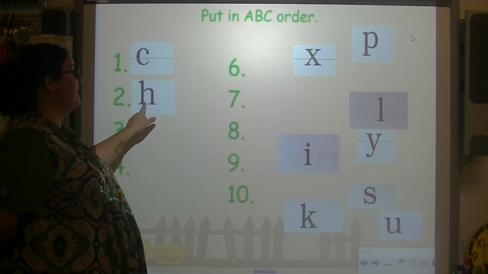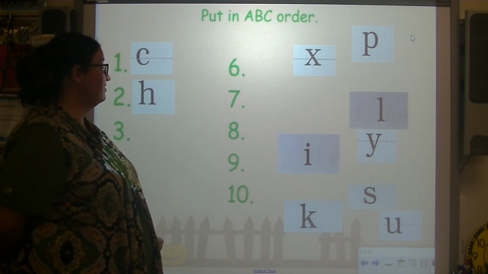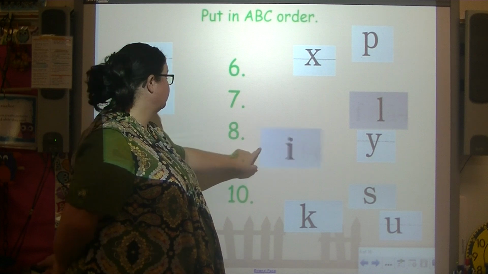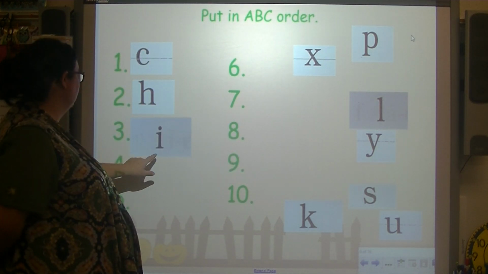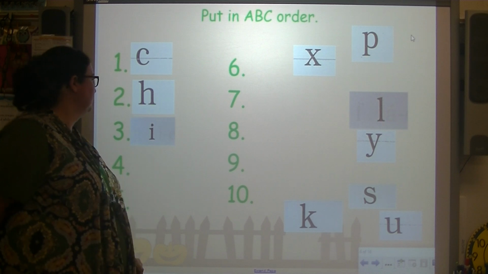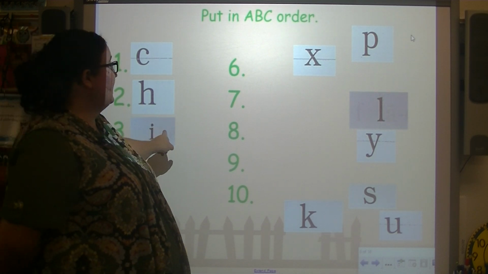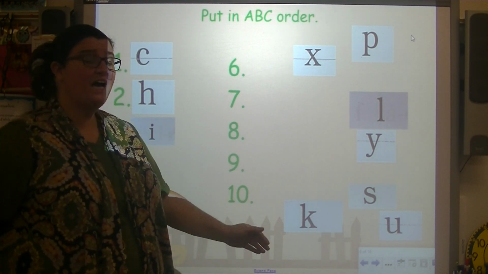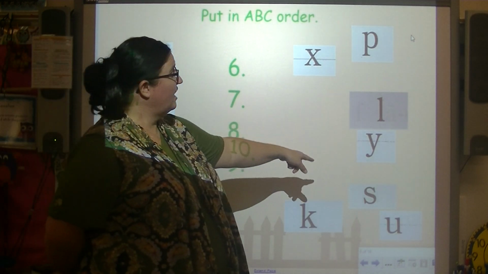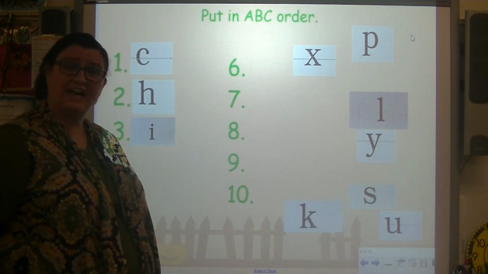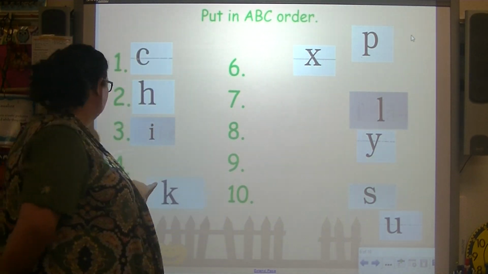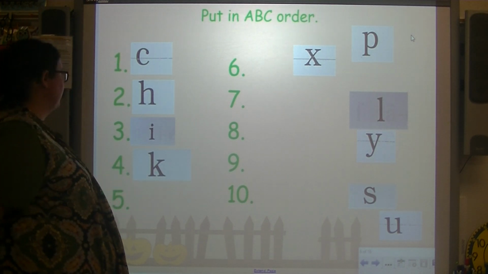All right, after H is I. Do we have an I? Yes, we do. So we can move it over. Miss Powers will shrink hers so it'll fit. All right, after I is J. Do we have a J? No. K. Do we have K? Yes. So it'll be fourth.